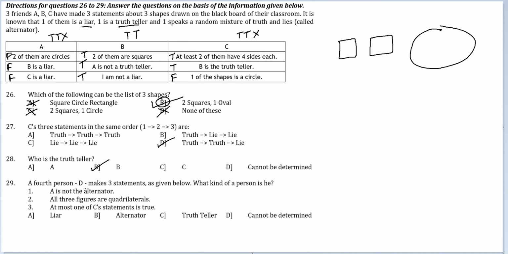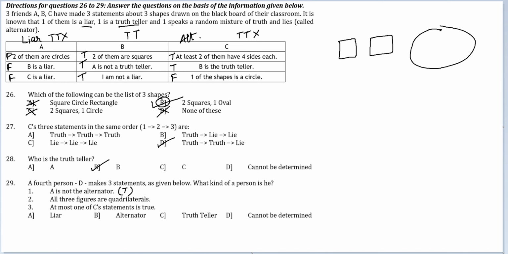A fourth person, D, makes three statements as given below. What kind of a person is he? His first statement is A is not the alternator. This is true. A is not the alternator. A is the liar. C is the alternator.